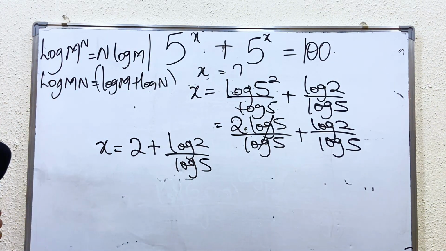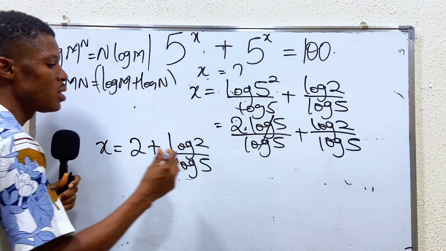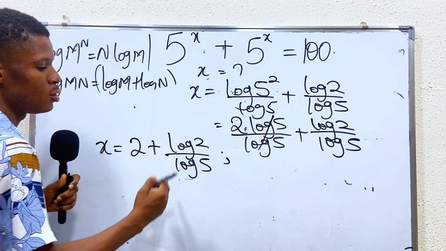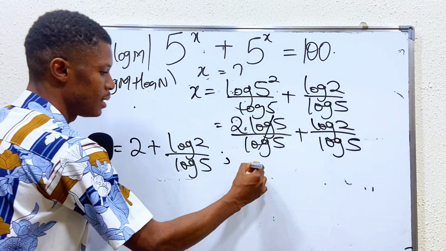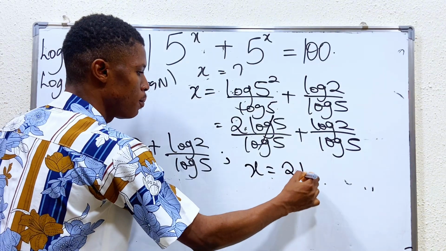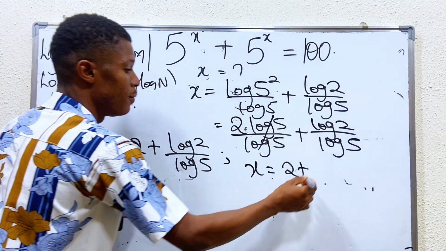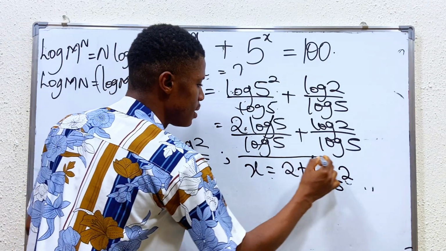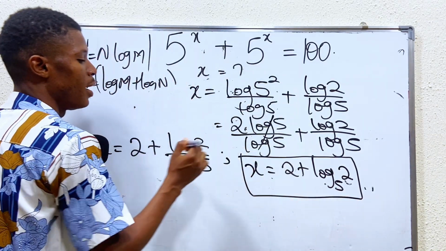Okay? There is another rule of logarithm which is called the change of base. When we have a common base, we can now write that x is equal to 2 plus, now we use change of base, log base 5 of 2. And this is the actual value for x.